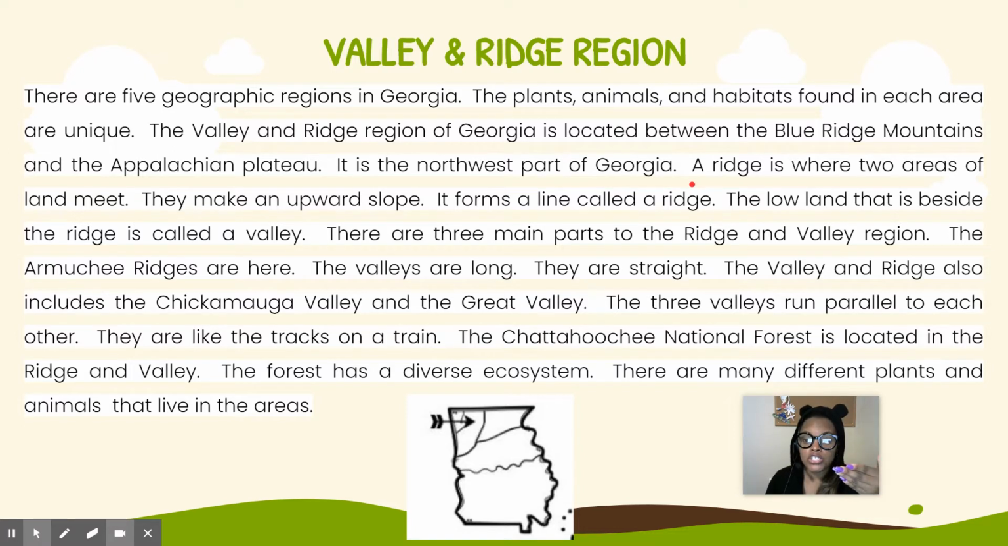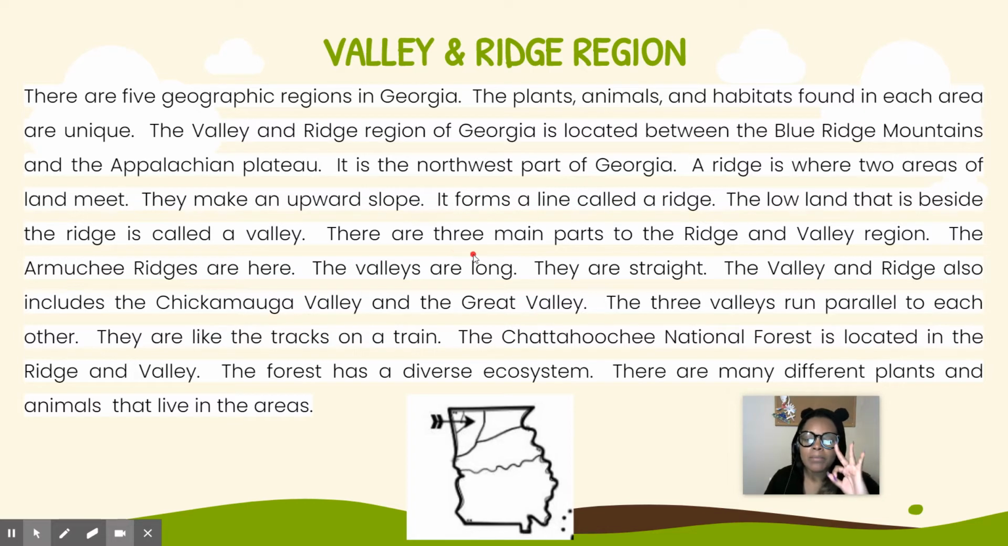A ridge is where 2 areas of land meet. They make an upward slope. So they don't just meet flat like this. When they meet, they go up, okay, and create a mountain. It forms a line called a ridge. The lowland that is beside the ridge is called a valley, okay? Look, cause and effect. Wherever there's a ridge, there's a valley.